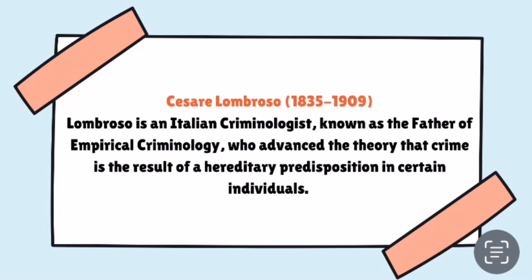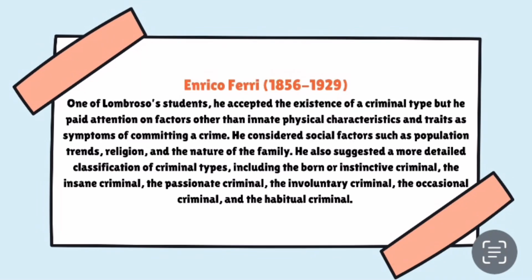Again, si Cesare Lombroso naniniwala siya na kayang i-determine ang isang criminal based sa kanyang panlabas na anyo. That is the anthropology na nadidiscuss natin kanina pa. And moving forward, sa mga next chapter, mas maiintindihan natin yan kasi pag-aaralan natin yung physical anthropology ni Cesare Lombroso. Next ay si Enrico Ferri, one of Lombroso's students. Again, isa siyang estudyante ni Cesare Lombroso.